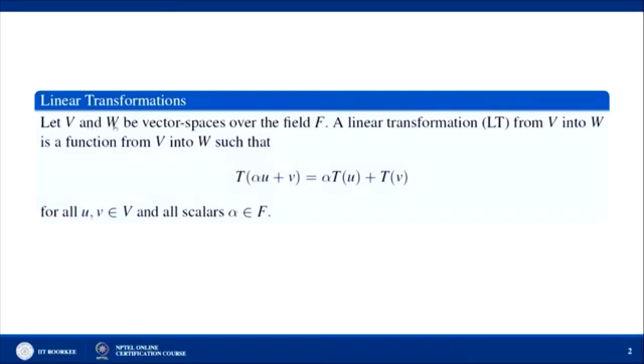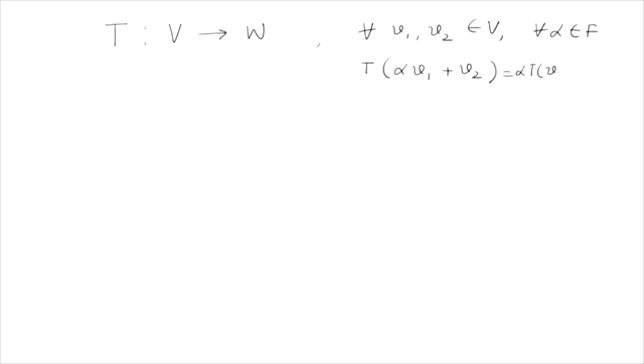Let V and W be two vector spaces over the field F. A linear transformation, also called LT, from V into W is a function from V into W such that T of alpha u plus v is equal to alpha T u plus T v for every u, v in V and for all scalars alpha in the field. Basically, T is a linear transformation from a vector space V to a vector space W over the field F if for every v1, v2 in V and for every alpha in the field, T of alpha v1 plus v2 is equal to alpha times T of v1 plus T of v2.